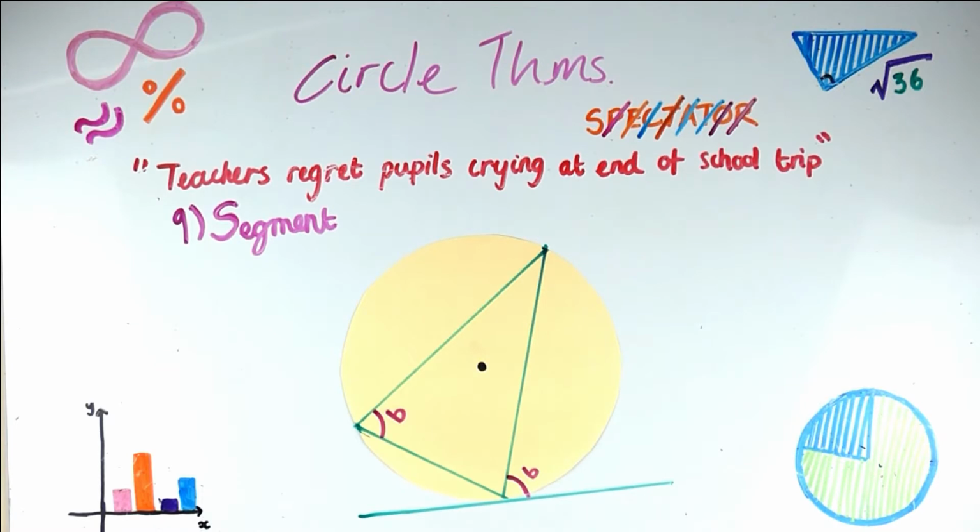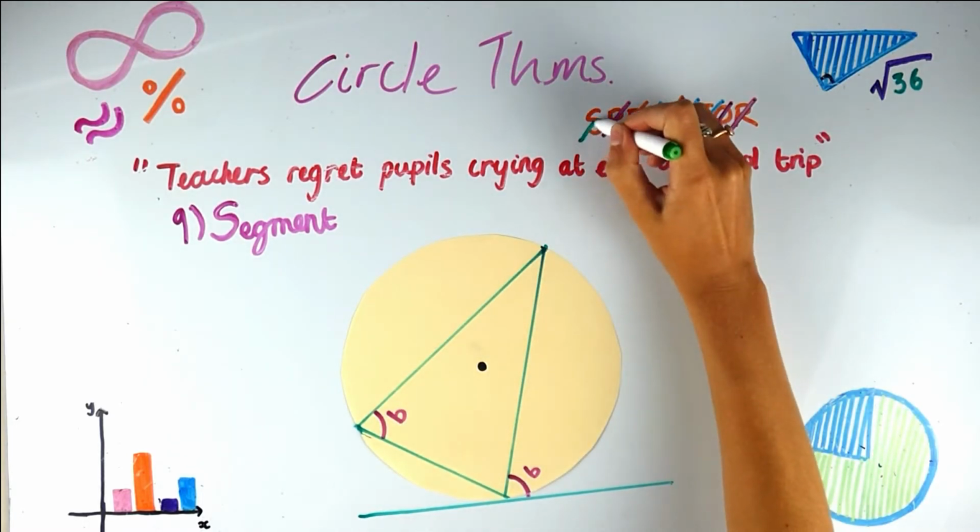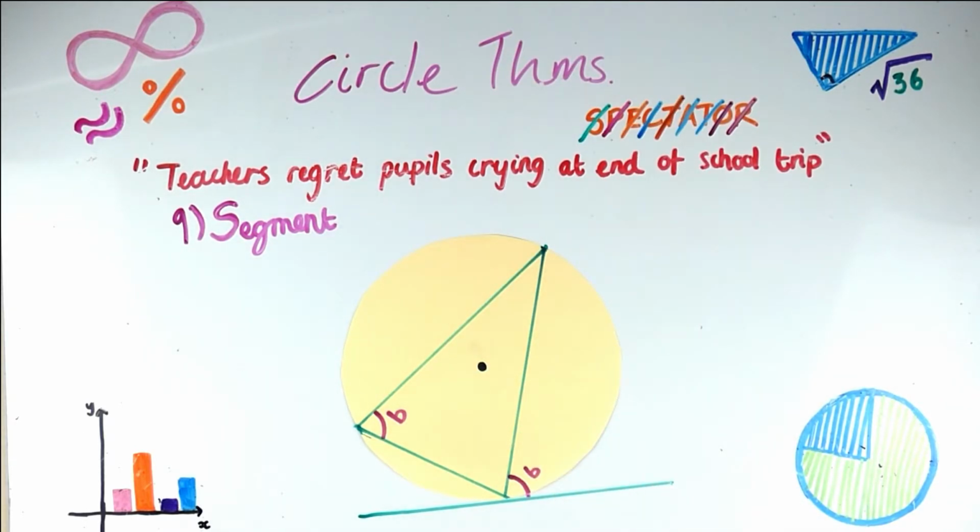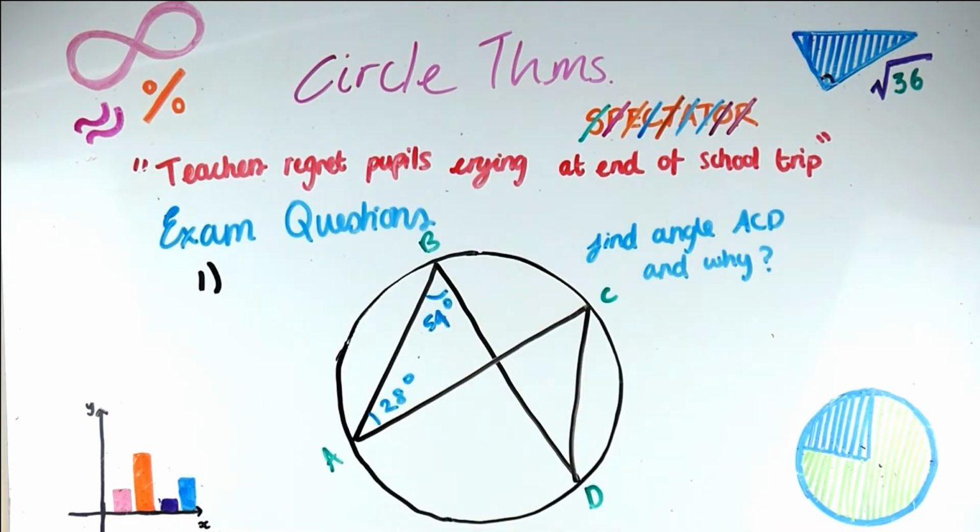So this one's always a bit harder to spot. So we can cross off the S in spectator, and there we go. We've gone through all the 9 theorems, so I hope that just helps you remember them. And now we're going to go on to some exam questions. Okay, so this is exam question 1.